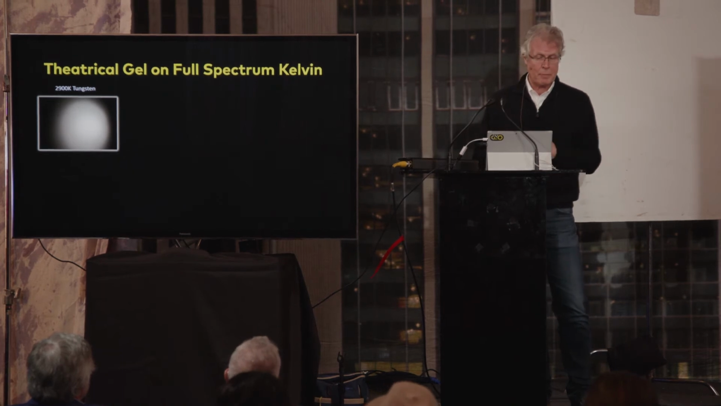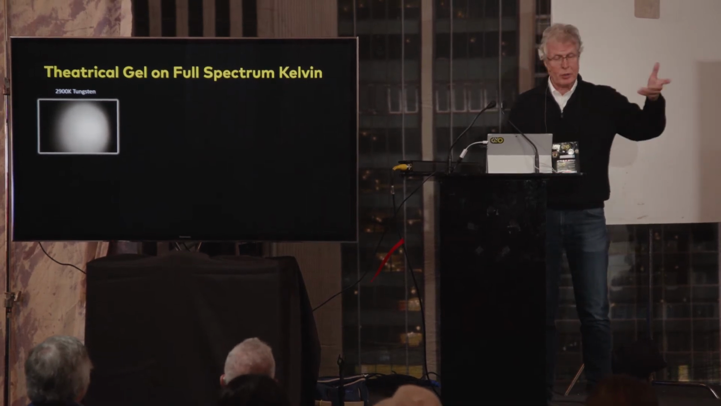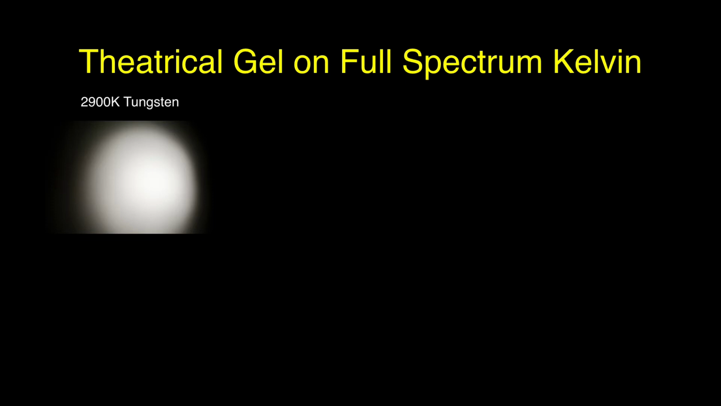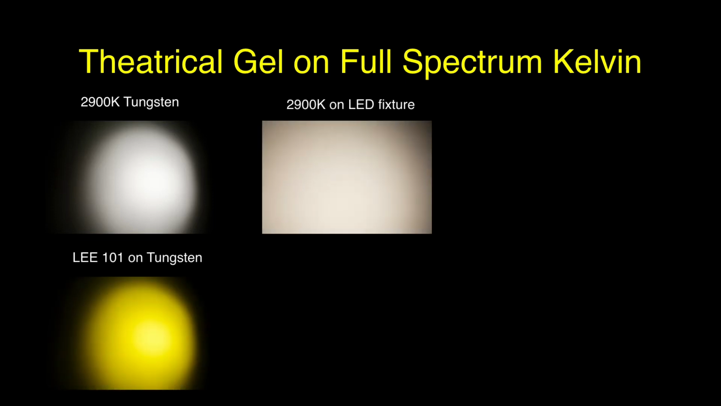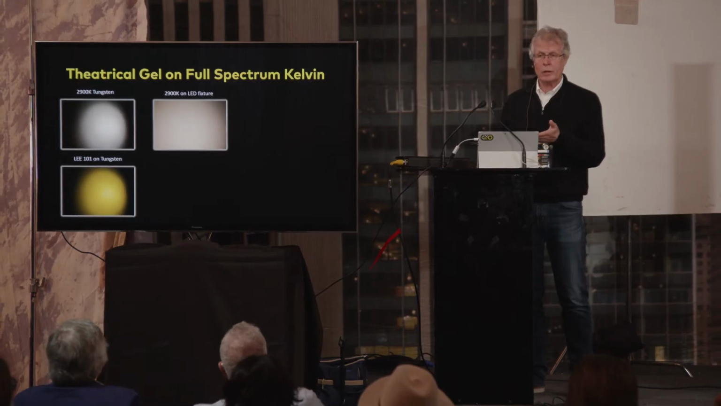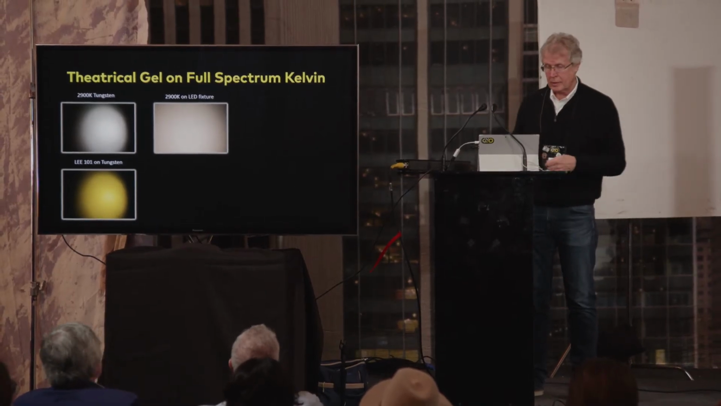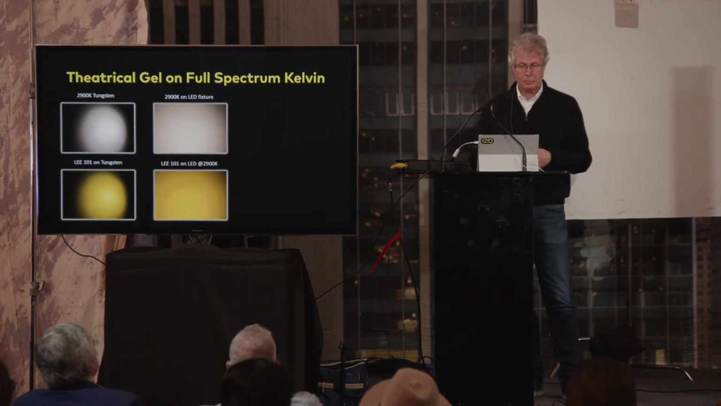So tungsten light, they measured it at 2900. They set the camera to 2900. They put the gel on it, and that's a gel on tungsten. So they said, okay, we also want to work with LEDs. So let's dial in the LED to 2900. That's what our tungsten source was. Let's throw the gel on that.